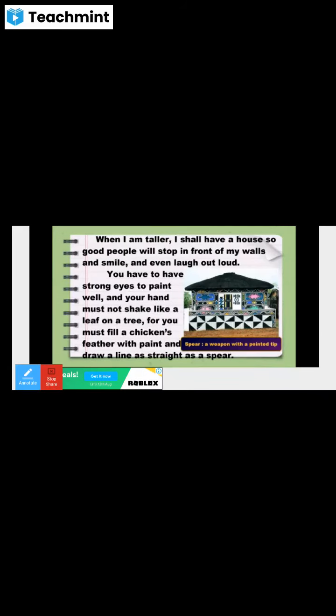So I mean here, when she grows taller, she wants to become a good painter and have a beautiful house.